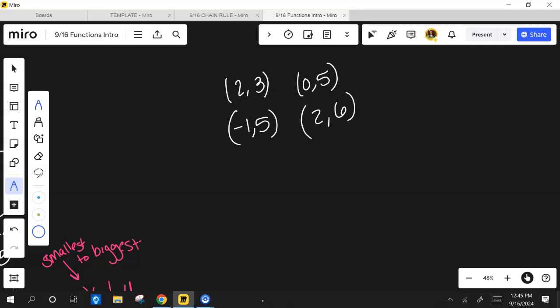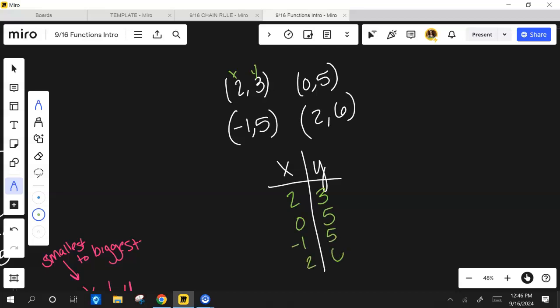Put these 4 points in an XY chart. We're digressing for just a minute. This is not on there, because y'all said you didn't understand, so I'm giving you another example. I'm just coming away from that one for just a minute. This is the X and this is the Y. You put every single point in there. You put 2, 3. You put 0, 5. You put -1, 5. You put 2, 6.